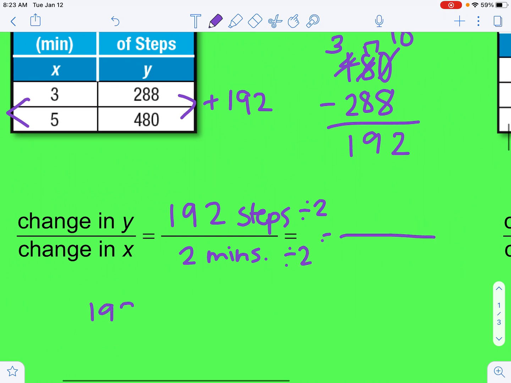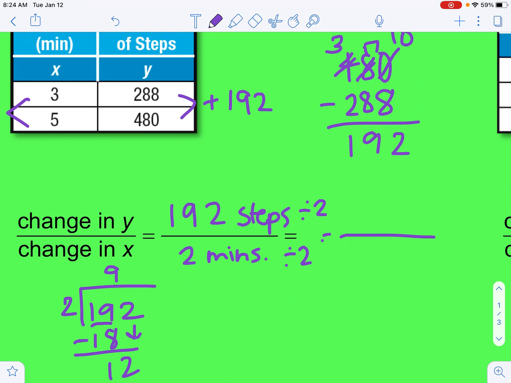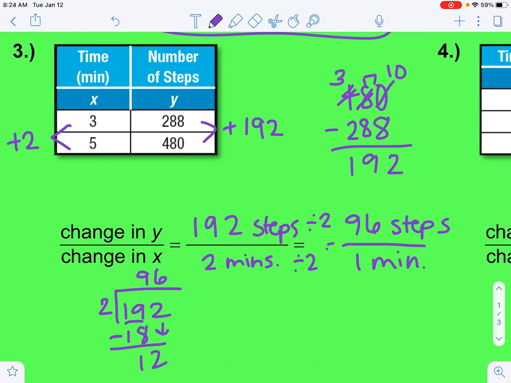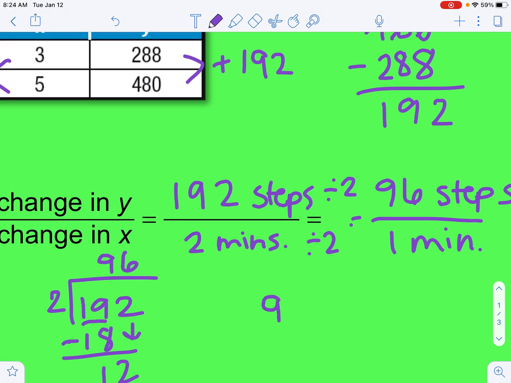Alright, 192 divided by 2, I don't have memorized. 2 goes into 19 9 times. 2 times 9 is 18. Subtract, we get 12. 2 goes into 12 6 times. So we're left with 96 steps on the top. And then 2 divided by 2 is 1 minute. Alright, so every minute you're walking 96 steps. So 96 steps per minute, or every minute.